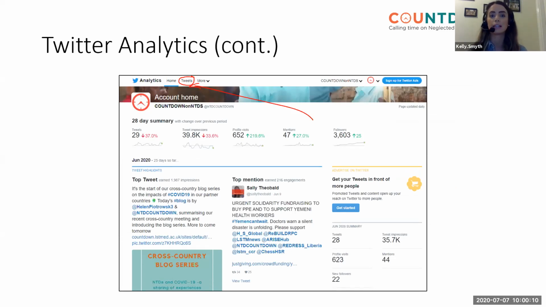You can also select different time frames for viewing the statistics, such as the last 3 months or a particular week in the previous year, if you want to know how many likes, comments, etc. you got within a certain time frame. So analytics for the Countdown Twitter account are important to increase engagement, but also because we do report these to our funder, DFID. And next slide, please.